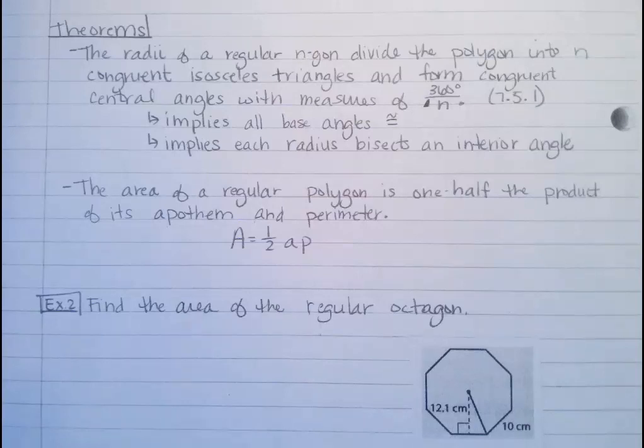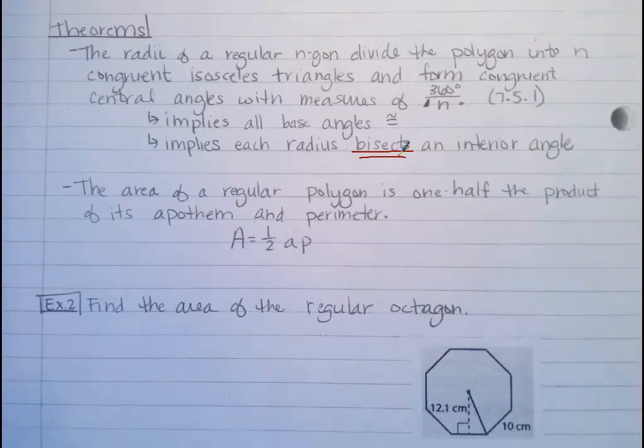Okay. Now, two other things with this. This implies that all base angles are congruent, which, Lucas, you told us. And two, it implies that each radius bisects an interior angle. What does that mean? Splits it in half. Nice.